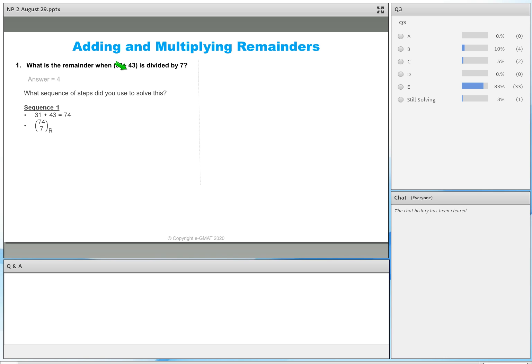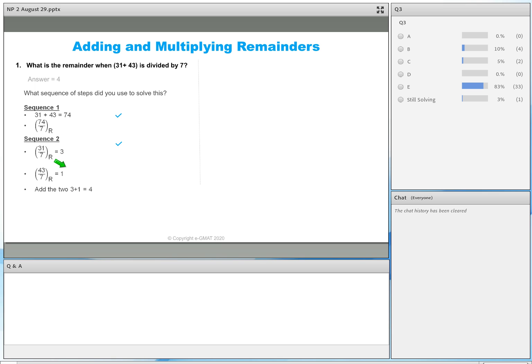One way of doing this is you add 31 and 43. Then you find the remainder. So 74 divided by 7. You're going to get your remainder that way. The other method is, instead of adding these, find individual remainders. 31 divided by 7 and 43 divided by 7. And add those individual remainders, 3 and 1. You're going to get 4 both ways. The answer is going to be the same both ways.